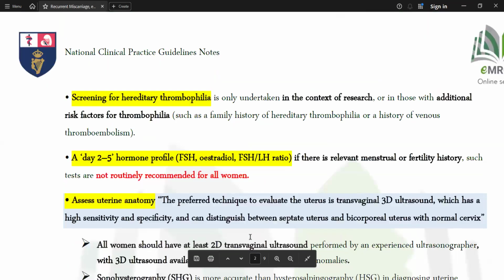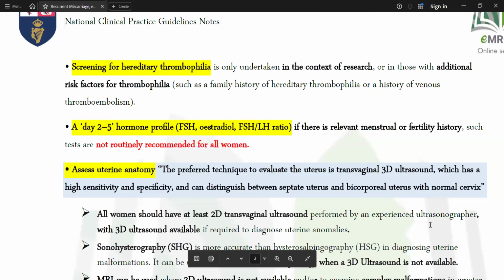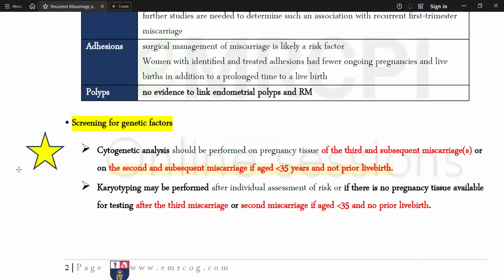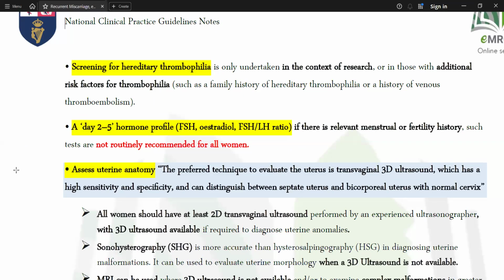Okay, next we have the uterine anatomy. I'm trying to go through the routine testing, okay? And then I'm going to discuss with you the case-by-case investigations. So uterine anatomy is very important, of course. Why? Because maybe she's having a congenital abnormality and this is why she is miscarrying, right? Maybe she's having cervical insufficiency and this is why she's having second trimester miscarriage. So assessing the uterine and cervical anatomy is very important.